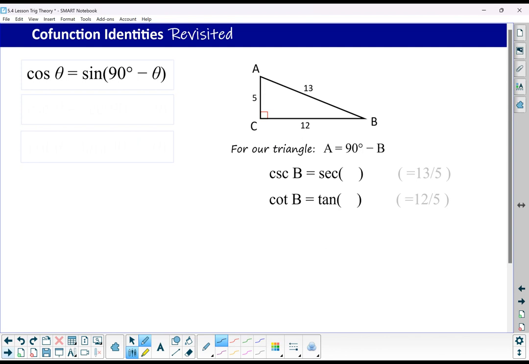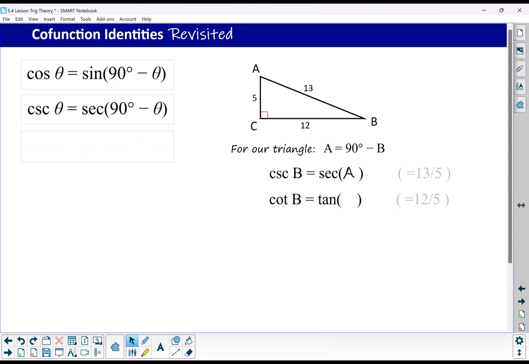Okay, here I want to just revisit the cofunction identities. So if I want to know the cosine of theta, it's the sine of 90 minus theta. Cosine is the cofunction of sine. Here's two more though. If I want to know the cosecant of theta, cosecant is the cofunction of secant. So it is equal to the secant of 90 minus theta. The cosecant of b is equal to the secant of a, which is 90 minus b.